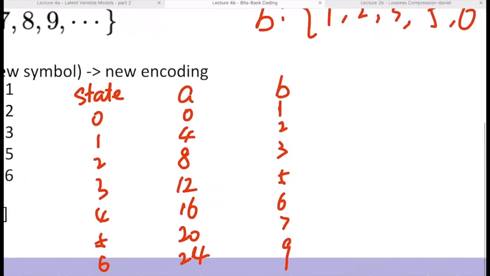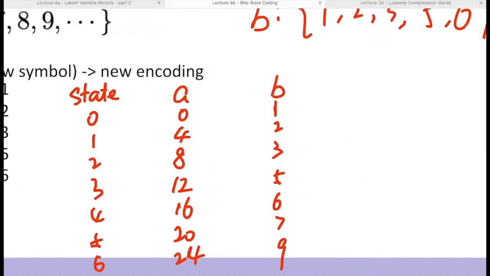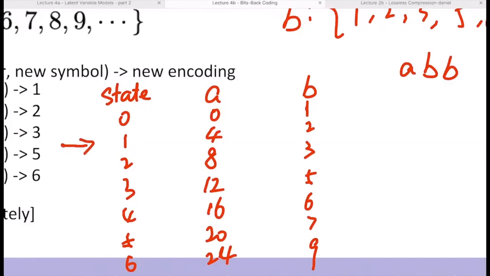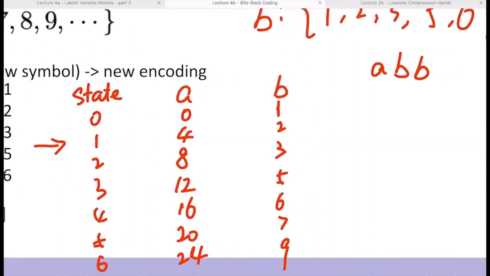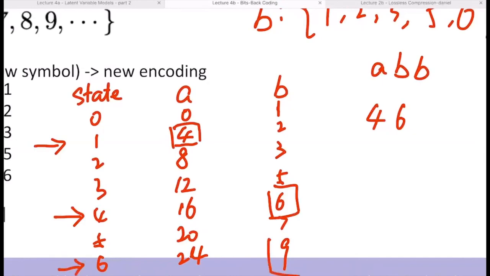So maybe let's assume that we are trying to encode a bit sequence of A, B, B. Then we can start from any of the states. So let's say we start from the state of 1. So at state 1, we can see that for A, the number will be 4. And after we choose 4, we will use this information 4 to go to state 4. And we see that on state 4, the B has a number of 6. So we are having 6 here for the second B. And upon choosing 6, we go to state 6, and we'll have the 9 here for B.